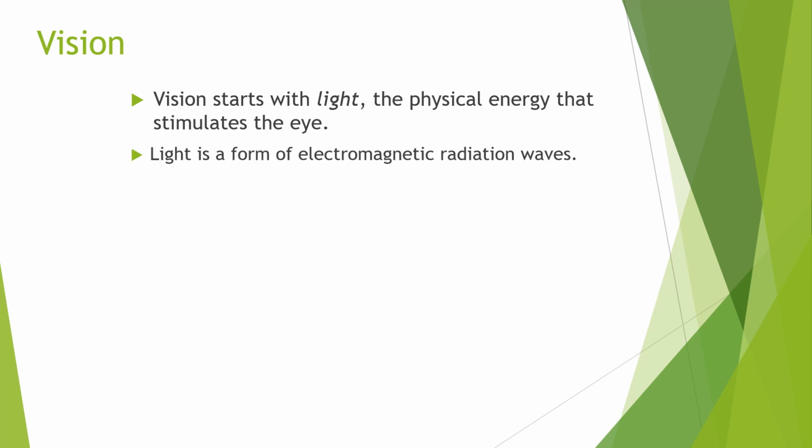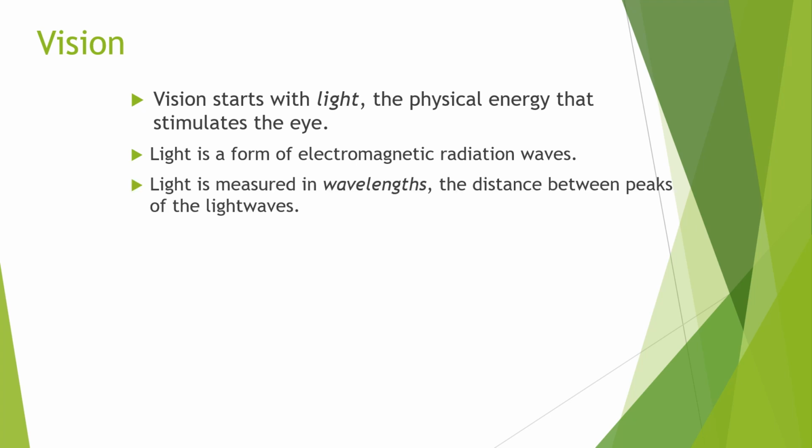Light is a form of electromagnetic radio waves that are out there in the environment. And light is measured in wavelengths. Wavelengths is the distance between two peaks of the light waves. On the next slide, you're going to see the electromagnetic spectrum, and I'll point out what we mean by these wavelengths.